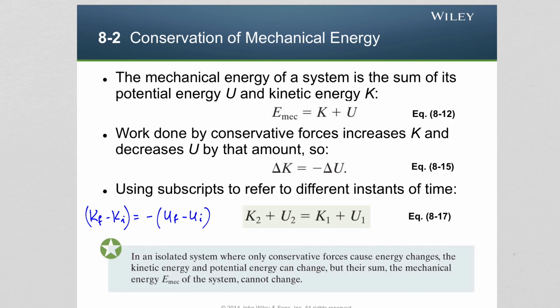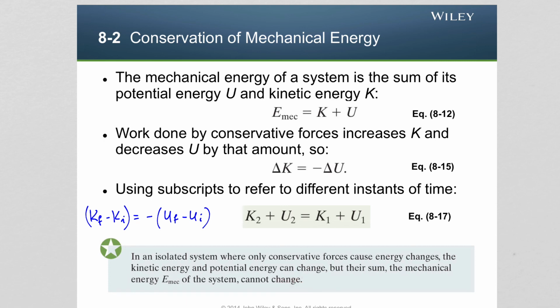In other words, kinetic energy final minus kinetic energy initial is equal to minus potential energy final minus potential energy initial. I can rearrange the terms to get the following relationship. The mechanical energy initial is equal to mechanical energy final. Then I can make the following statement. In an isolated system where only conservative forces cause energy changes, the kinetic energy and potential energy can change, but their sum, the mechanical energy of the system, cannot change.